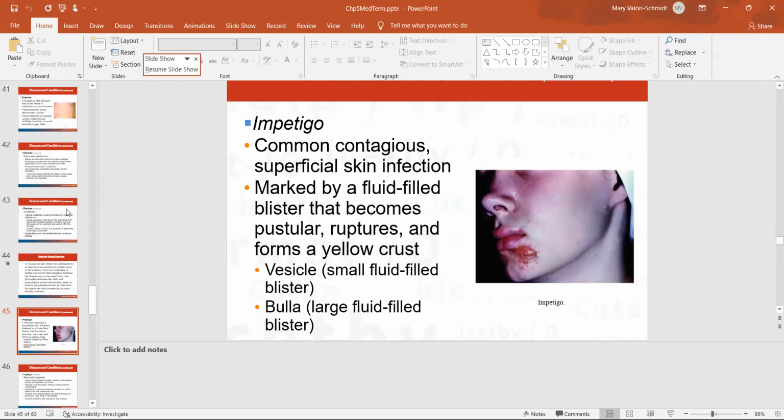Okay. On to impetigo. They used to call this foot and mouth disease. It's very contagious.